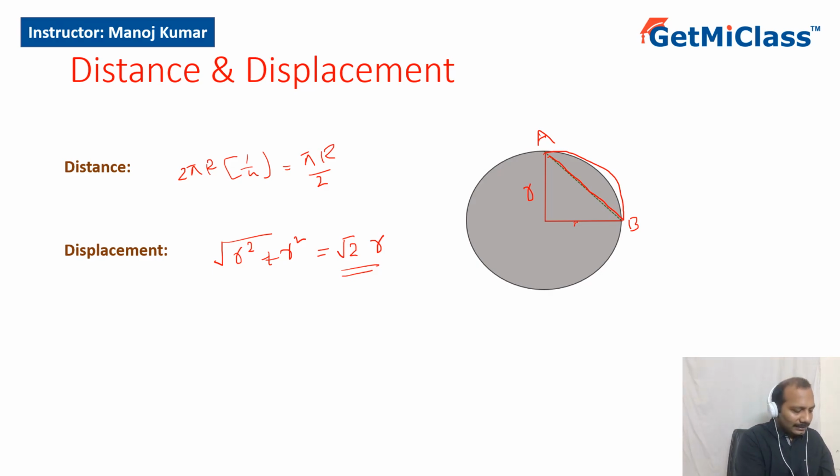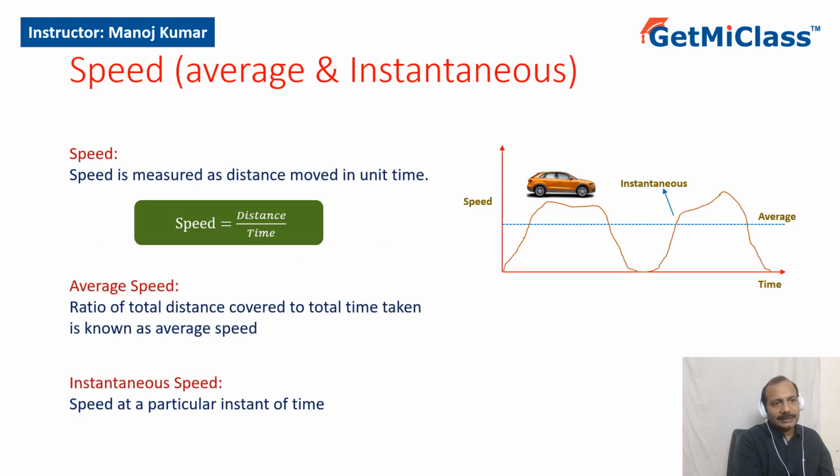So now let's look at the next quantity. The next quantity that we have is speed. And again, what is speed? Speed is the measure of distance covered in unit time. Whatever is the distance covered in unit time, that's called speed. And speed is given as the ratio of distance covered by time. Speed is further classified into two categories, that is average speed and instantaneous speed.